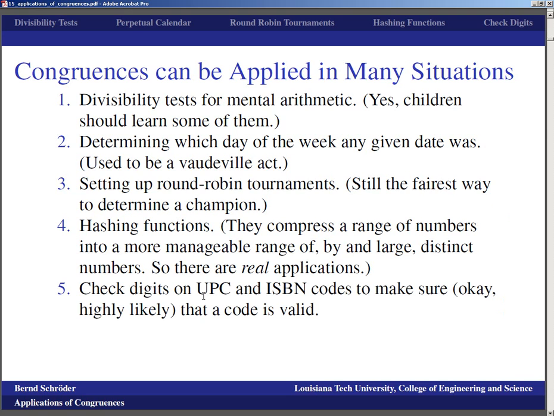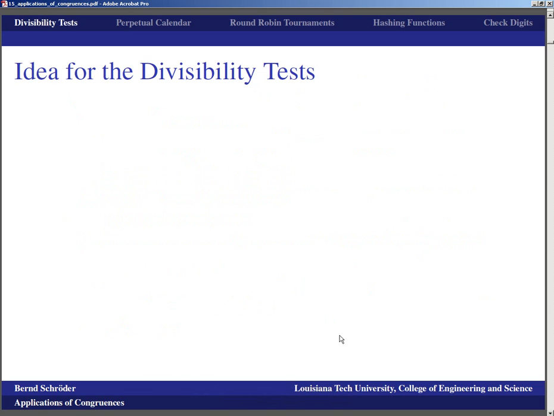And then a final application that we're going to look at will be check digits on UPC and ISBN codes to make sure, or at least highly likely, that a code is valid. And that is, of course, another real application here. Okay, so let's talk about divisibility tests. Here's where we can actually prove some theorems, and that'll take about half the slides in here.